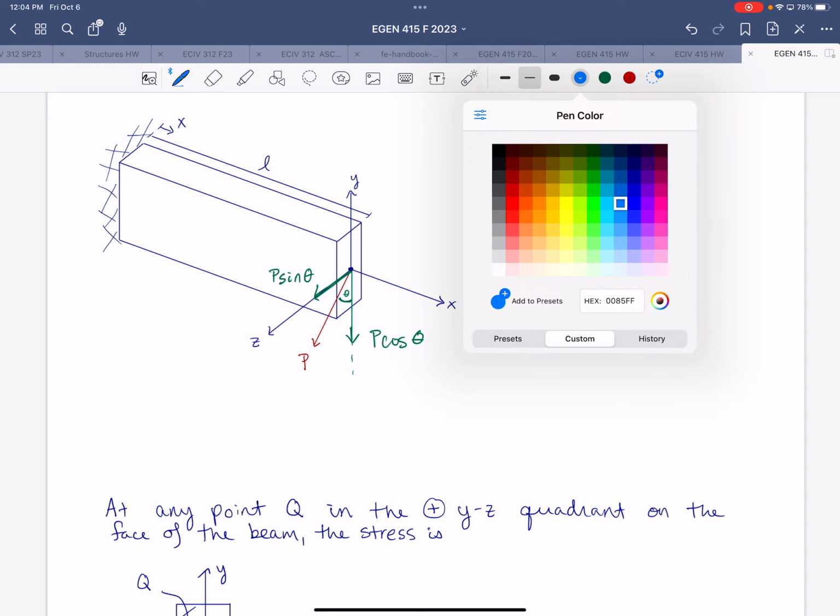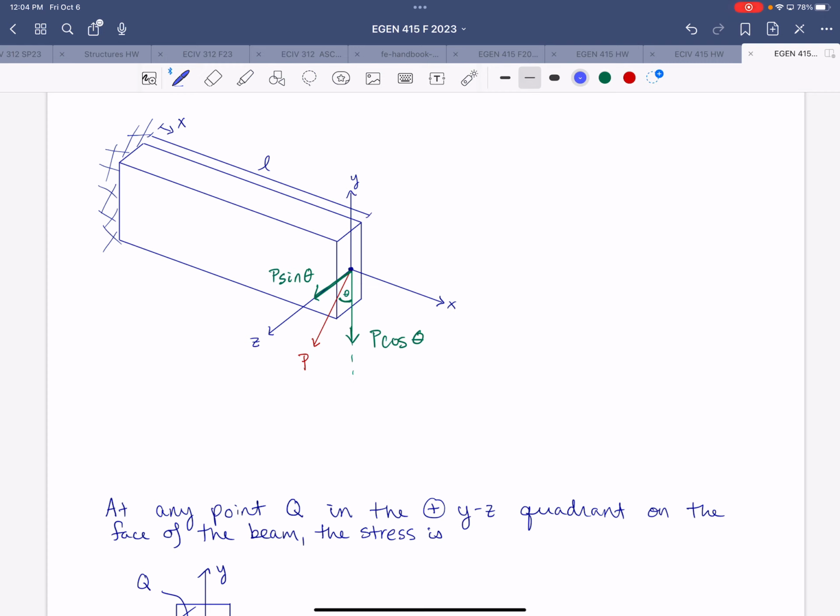All right, so we have P skewed by theta from vertical, and that's in the YZ plane, which is your cross-section plane.